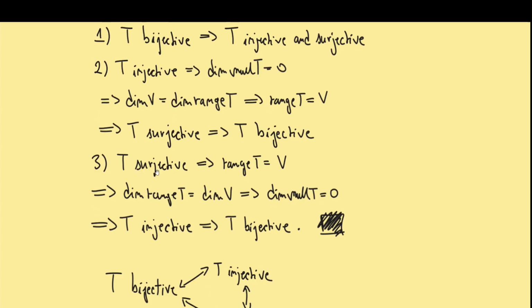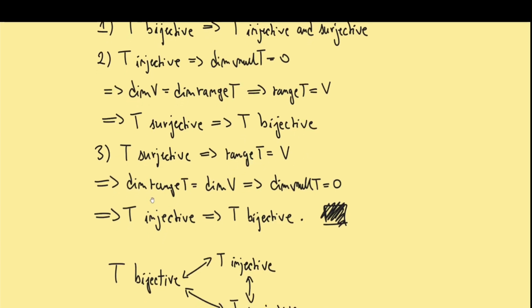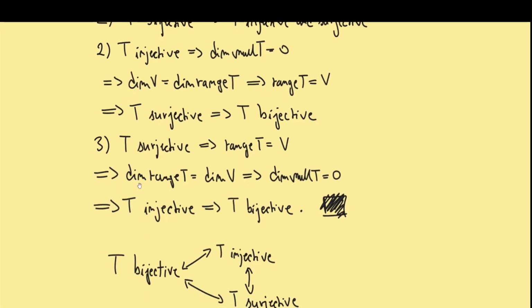Third, if we assume that T is just surjective, that means that the range of T is equal to V. Well, that means that the dimension of range of T is equal to the dimension of V, and from the rank nullity theorem, when these two cancel out in the expression, we get that the dimension of the null space has to be equal to 0, meaning that T is injective, hence T is bijective.